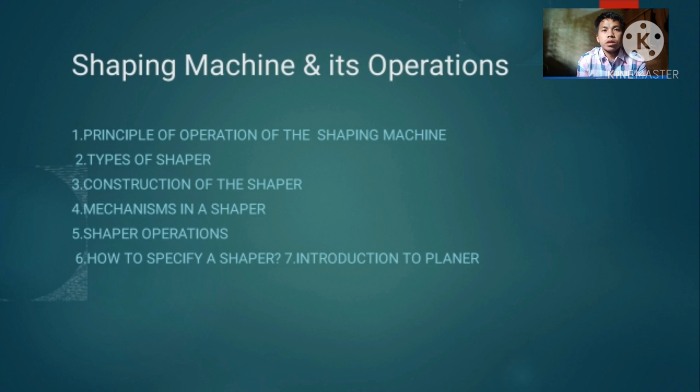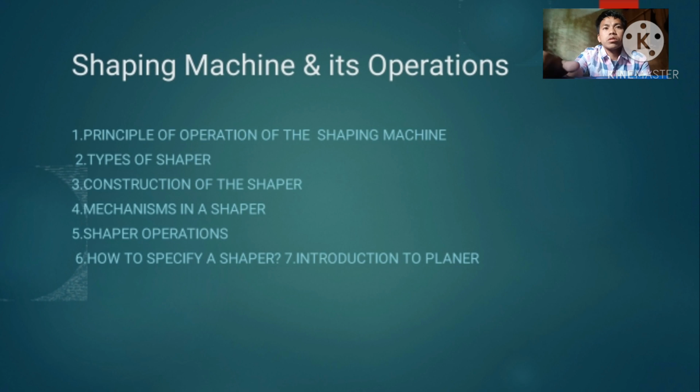I'm Fahmie Hadjibasher. I'm going to discuss my assigned report entitled Shaping Machine and its Operation. The shaping machine has 7 subtopics. Number 1 is principle of operation of the shaping machine. Number 2 is types of shaper. Number 3 is construction of the shaper. Number 4 is mechanism in a shaper, number 5 is shaper operation, number 6 is how to specify a shaper, and 7 is introduction to planer.